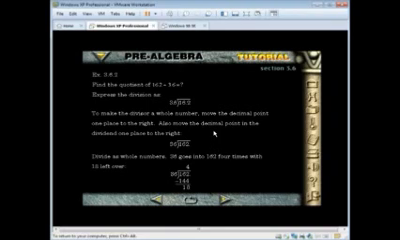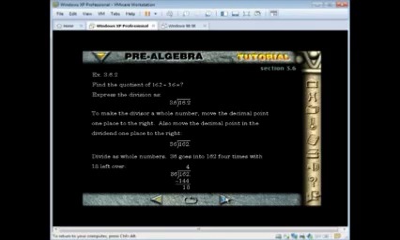Example 3.6.2. Find the quotient of 16.2 divided by 3.6. Express the division as 16.2 divided by 3.6. To make the divisor a whole number, move the decimal point one place to the right. Also move the decimal point in the dividend one place to the right. 162 divided by 36. Divide as whole numbers.